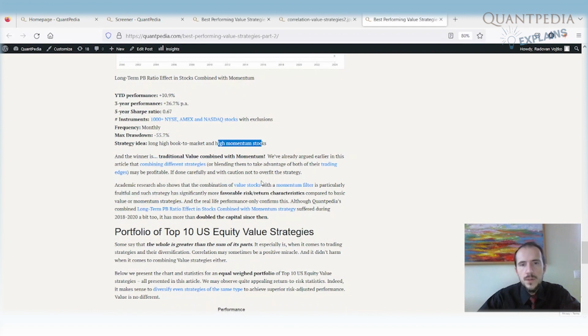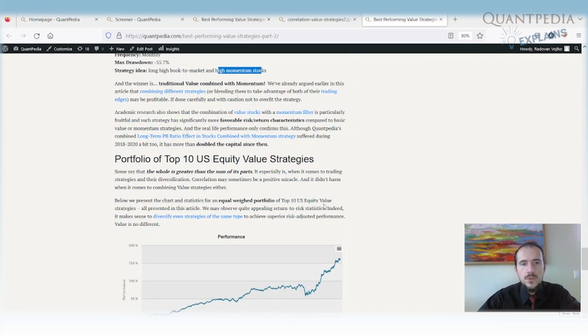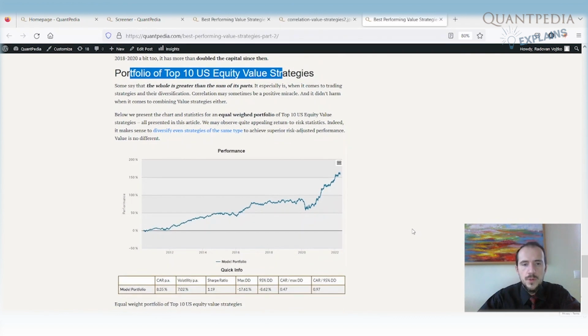And that's the top 10 performing value strategies out of the 60 for the year 2022. What we can do is build a nice portfolio out of the 10 US equity value strategies, and the portfolio has a significantly better Sharpe ratio and significantly lower maximal drawdown than each strategy individually. So once again, we can see that there is a high added value when we correctly diversify among multiple different strategies and not just use one value strategy.